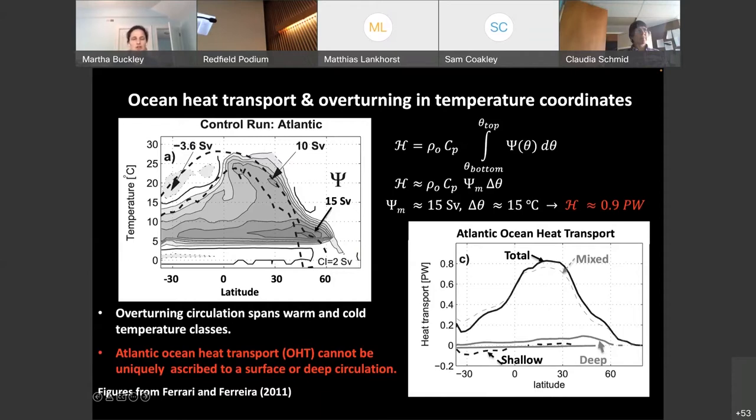So this control run shows the plot on the left, which is the overturning stream function in temperature coordinates from a fairly coarse resolution model that's described in Ferrari and Ferrari 2011. And you can see, again, basically the circulation looks very similar to what it did in density coordinates: in the Atlantic, there's a circulation that spans the warm thermocline waters and the cold mid-depth waters.